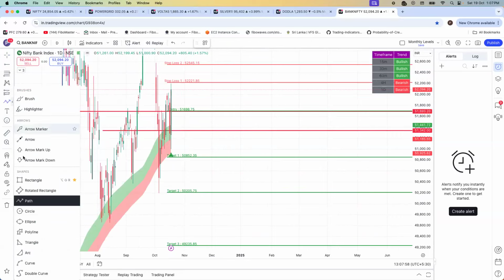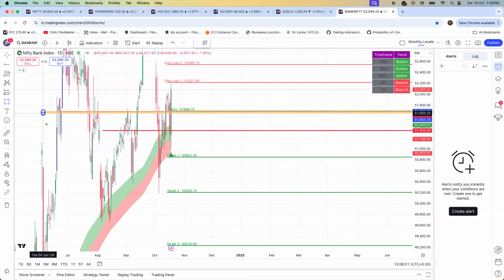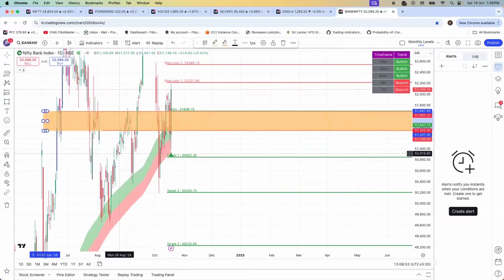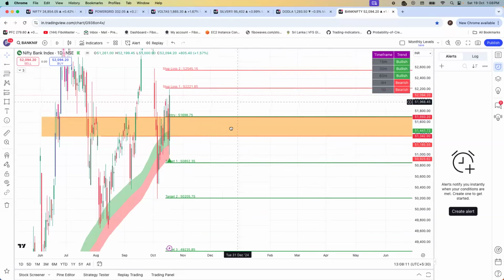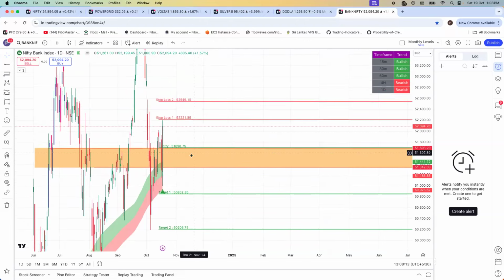Okay. I'll take it here. I'll just draw a zone like this. This area is a support area. Below this area only, there'll be selling. Until then, I'll not go in for selling. Okay. So here, I just mark it. Below this area is bearish for me.